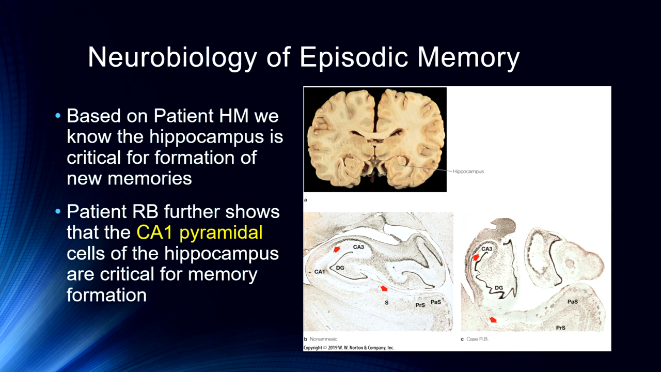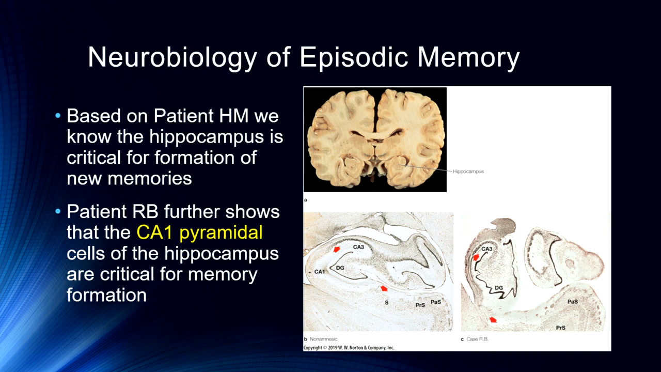But in patient RB, we can see his hippocampus on the right, and a very specific selective loss of the CA1 subfield of pyramidal cells of the hippocampus. He also was no longer able to form new memories. His retrograde amnesia was of a lesser extent than patient HM. Both had some loss of prior memories. But RB has an inability to form new memories.